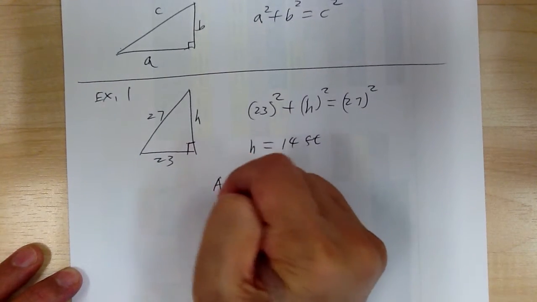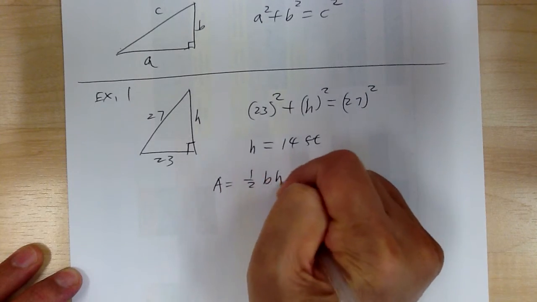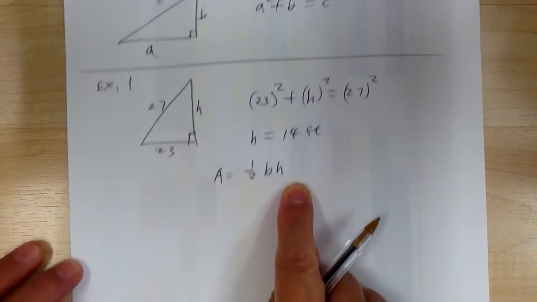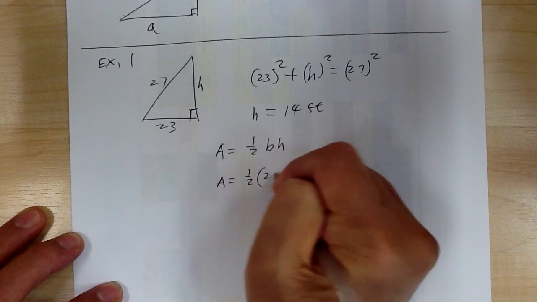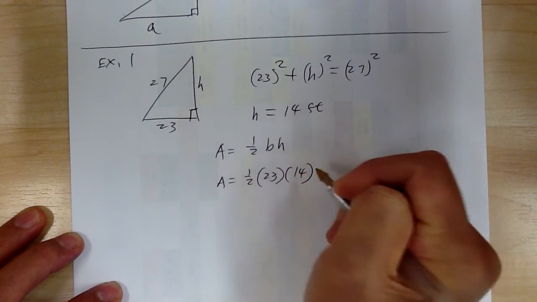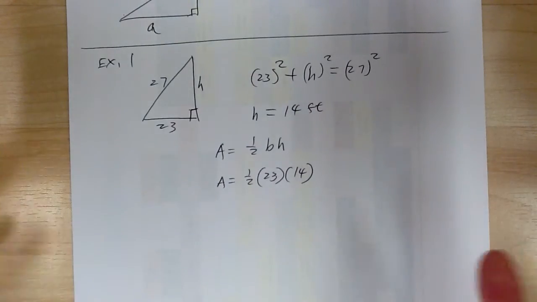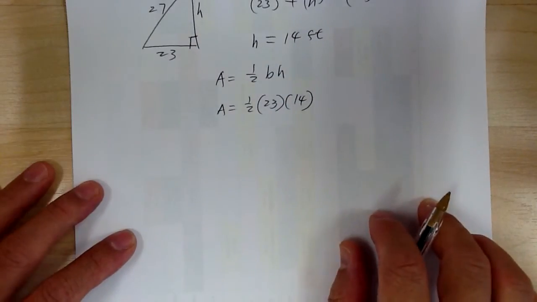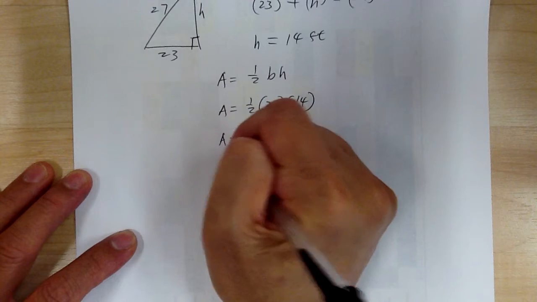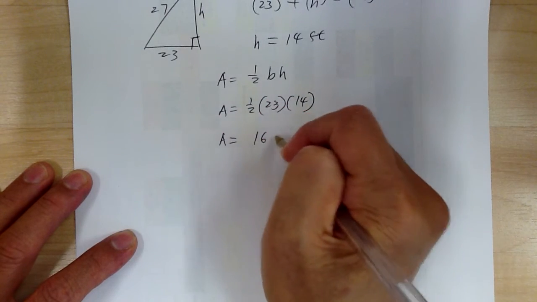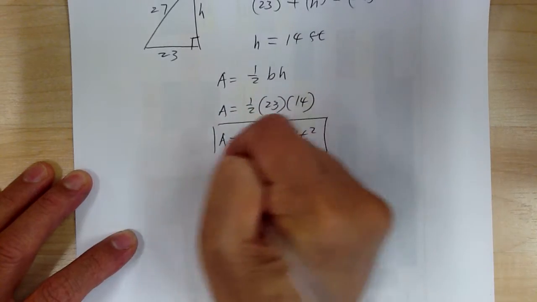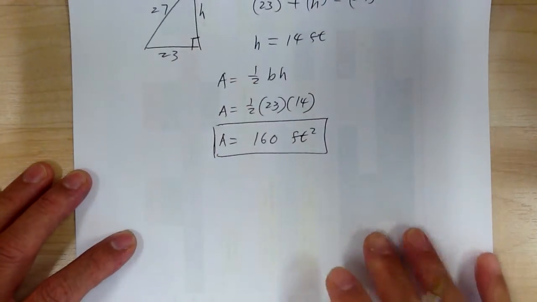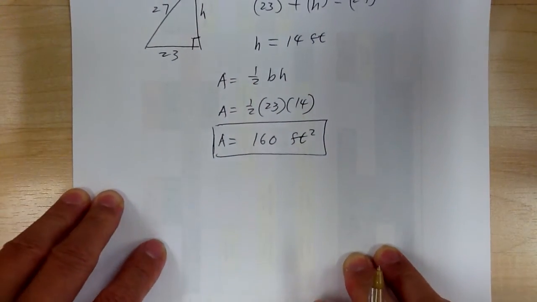So area equals 1/2 base times height. You can write down the formula, and then you substitute the numbers. I'm going kind of fast because this is very basic stuff. You guys should know this already, right? Get your calculator and work it out. So 160 square feet. That's a quick review of the Pythagorean Theorem. Okay. Now let's go to page 23.